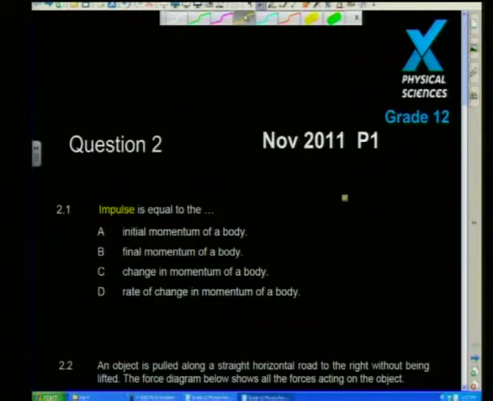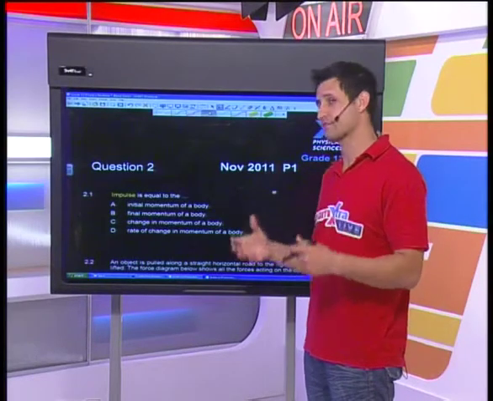Impulse is equal to the initial momentum. I'm not entirely sure the word momentum is in there. It's a maybe. The final momentum of a body. Well, that doesn't sound quite right either. C, the change in momentum of a body. Well, this is starting to look a little bit more sane. I've got an idea of what's going on here. It's something to do with momentum. Then the rate of change in momentum of a body. Well, this is all starting to look a little bit familiar. But I'm going to make my life a little bit easier.